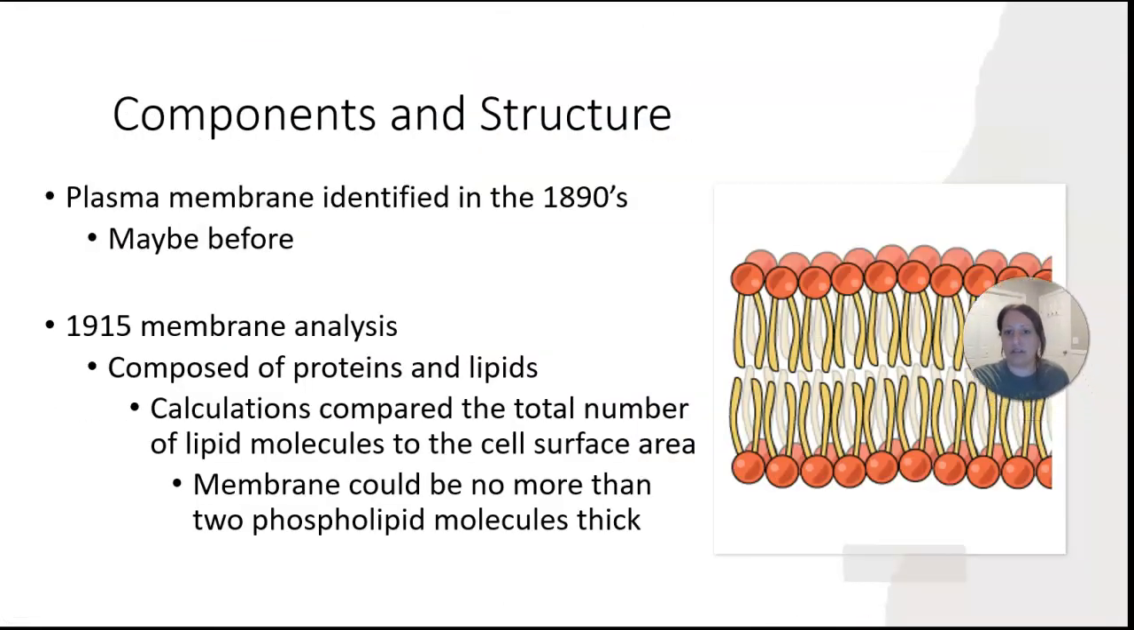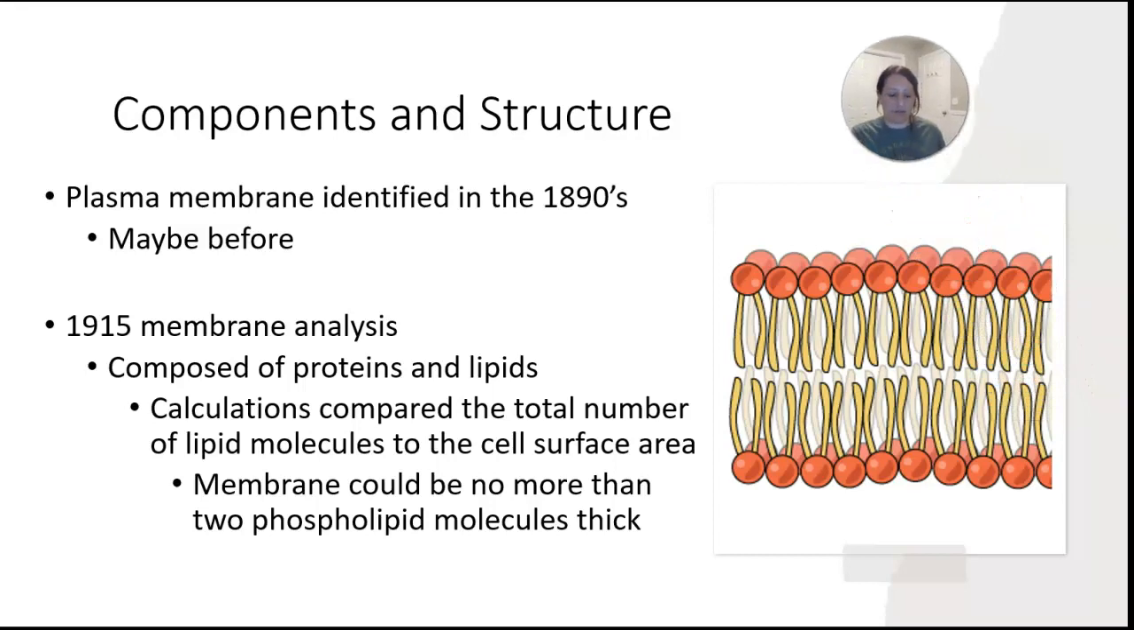We'll do just a little history of how the plasma membrane structure and components were figured out. So the plasma membrane was actually identified way back in the 1890s. And actually there's some evidence that that date might even be further into the past. In about 1915, scientists started to analyze membrane components. And again, there were multiple labs that kind of get credit for this depending on what you read.